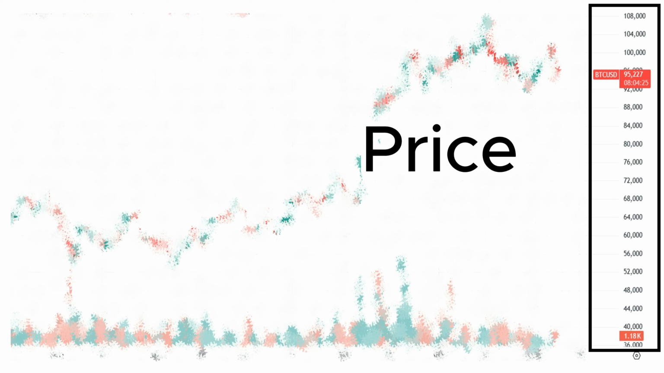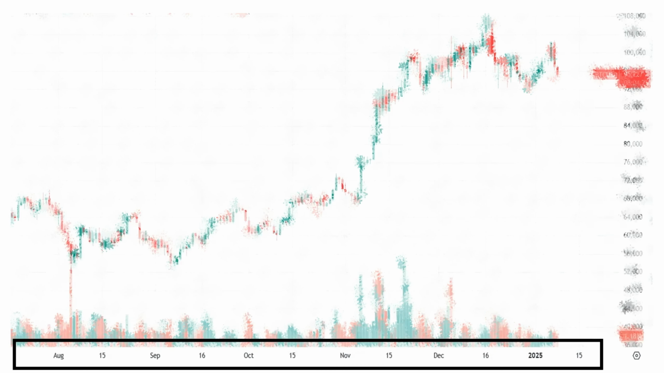And we can see whenever the price is decreasing or increasing, and we can decide if we want to enter the market or not. Another useful feature is the date of trading, and it is mostly located at the bottom of the chart, and it also illustrates when the trading happened.